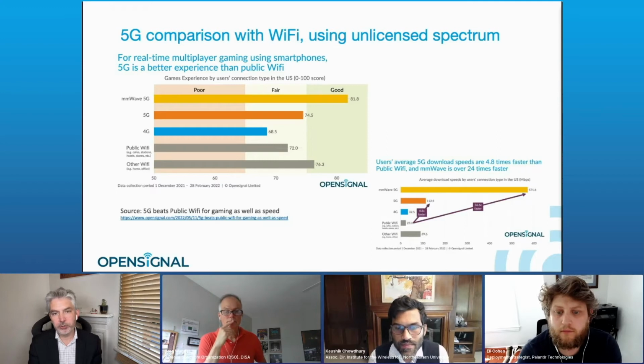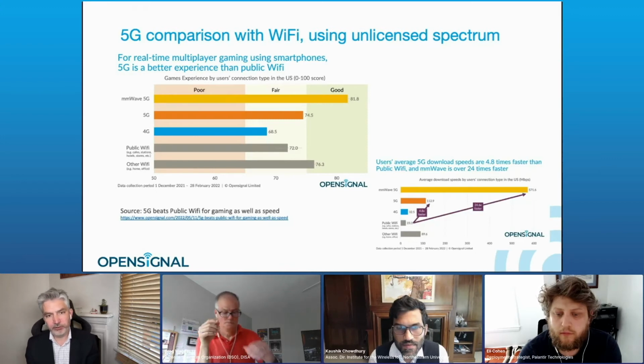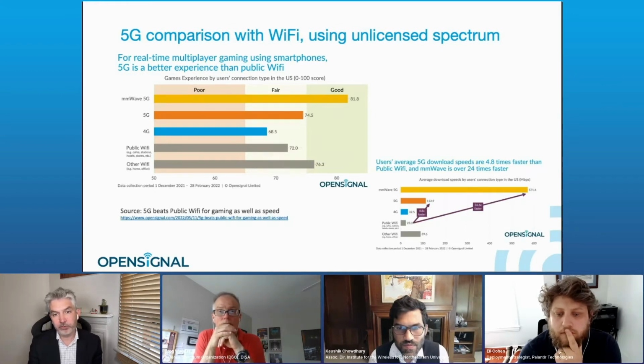On the bottom right chart, you can see an even greater difference when you look at the speeds. And you can see public Wi-Fi is a fraction of the speeds of residential Wi-Fi in the US. But you can see also that 5G using licensed spectrum is considerably faster than public Wi-Fi, and in the case of millimeter wave, considerably faster than residential Wi-Fi as well.